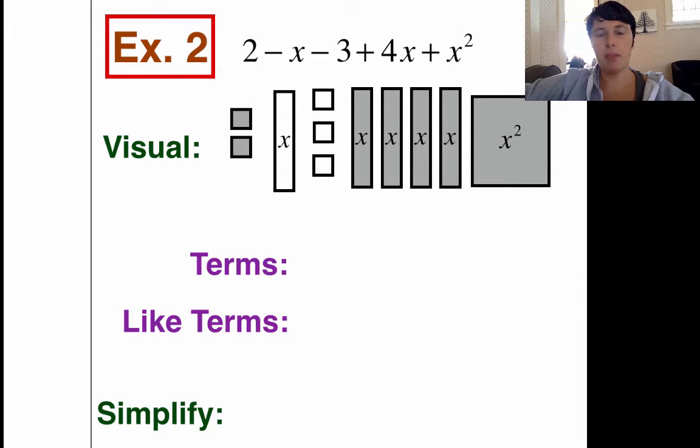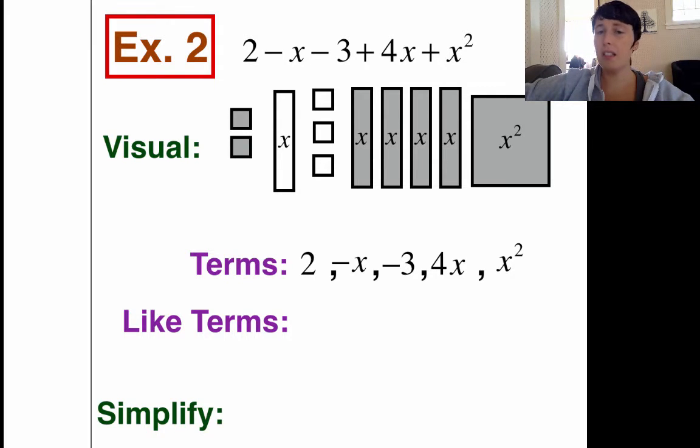Okay, what are our terms? Well, we got the 2, so we got to write that down. We got the negative x, we got the negative 3, we got the 4x, and we got the x squared. So we make a list, and we put those commas in the middle, and there's our terms.